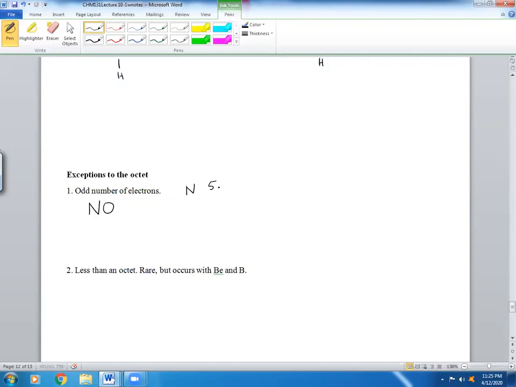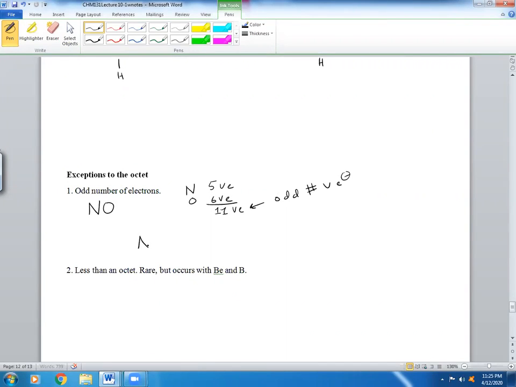N has 5 valence, and O has 6. So what's the total? 11. There's no charge, nothing. So isn't this odd? Odd number of valence electrons. Okay. Anytime you have odd, you will know that you will violate the octet rule. Just keep that in mind.